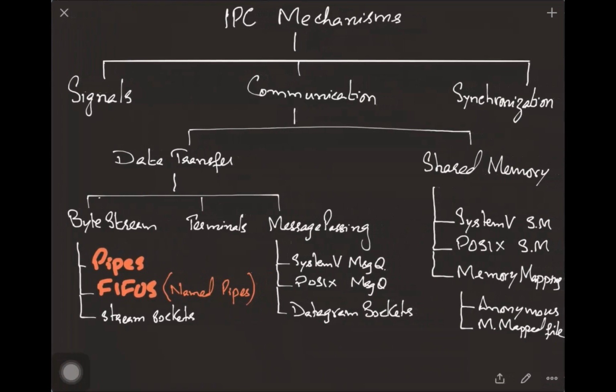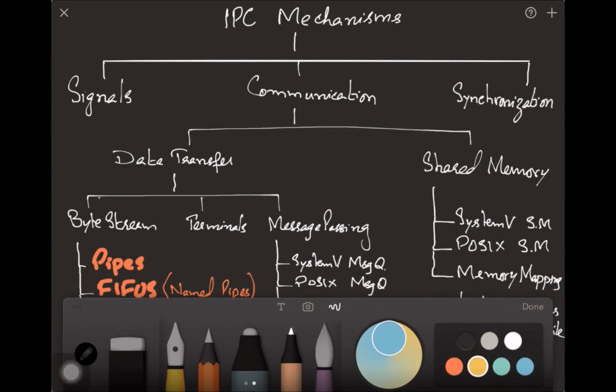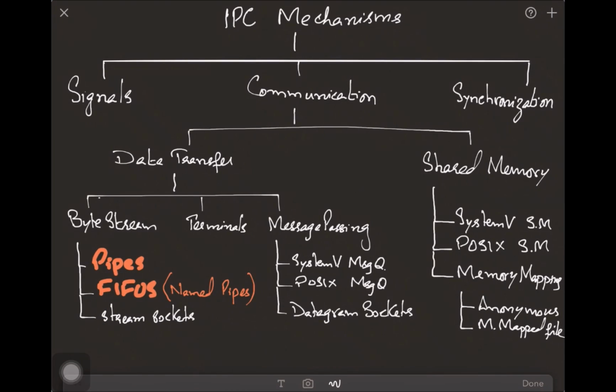Just to give you an overview, the IPC mechanisms used in Linux are divided into three categories. The first is the communication, the second is the signals, and the third is the synchronization. We are more interested in the communication, which can further be subdivided into two categories. One is the data transfer and the other is the shared memory.